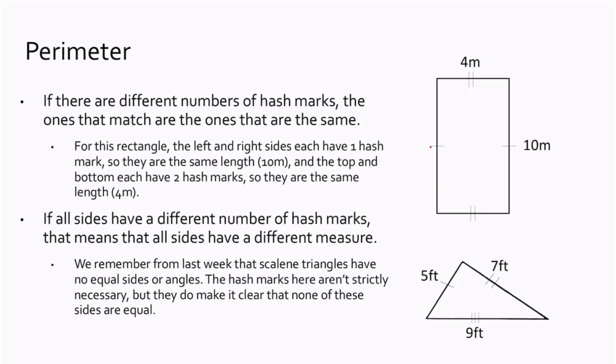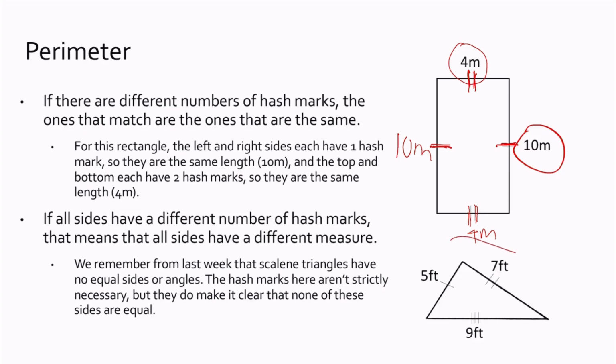And then remember that if there are different numbers of hash marks, we want to match them. So here it's 1 and 1, which means these two lines are the same. So since this one's 10 meters, this one is also 10 meters. But here we have 2 and 2, which tells us if this one's 4 meters, this one is also 4 meters. So the ones with one hash mark are the same as each other, and the ones with 2 hash marks are the same as each other.